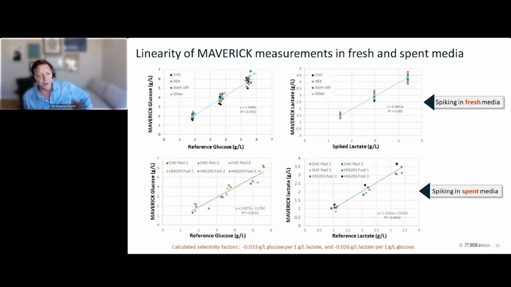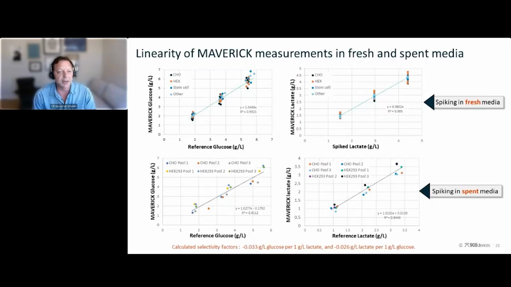So this is a short view of those spiking studies, at least rolled up in summary. So we did fresh media spiking. Those are the two plots on the top. We also did some spent media spiking, and those are on the bottom. So when we're dealing with fresh media, that media sometimes comes with glucose in it. So the reference glucose here was assessed using an offline analyzer, and then the spike amounts are pre-described by the experiment. So a specific amount of glucose was added to these media, and then we saw what Maverick was actually reporting versus what the reference analyzer was seeing.